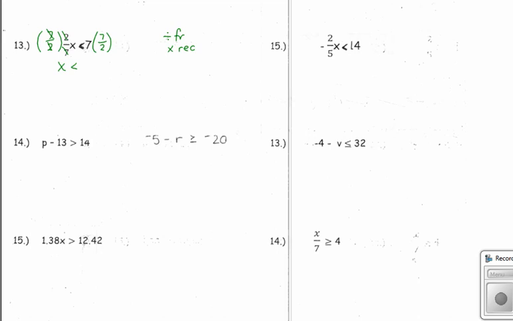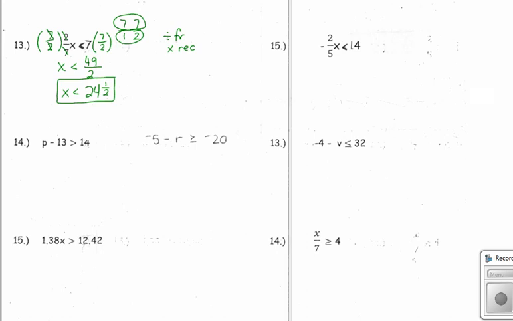And 7 times 7 halves. That's 7 over 1 times 7 over 2. Nothing to simplify. Just multiply your numerators. This gives us 49 over 2. In simplest form, 2 goes into 49 24 times with 1 left over. So 24 and 1/2, or 24.5.